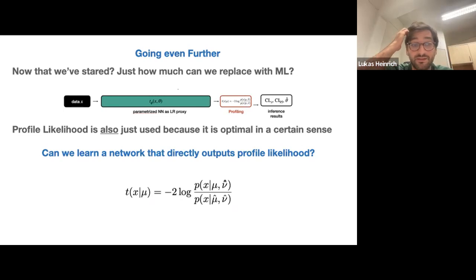Basically the question is, why do we use the profile likelihood ratio? It's exactly the same story. We use it because it's optimal in a certain sense. If you are able to formulate this optimality property in a way that is amenable to machine learning, then you should expect that you are able to find the profile likelihood ratio, and not only the likelihood ratio, through variational optimization of a very highly parameterized family of functions, which might be, for example, neural networks. Then we would have a neural network that directly outputs this profile likelihood ratio.